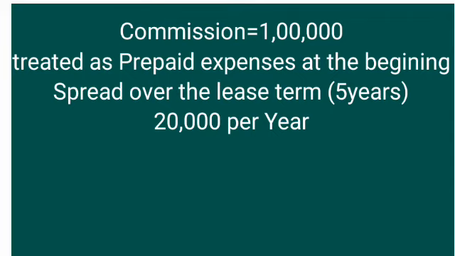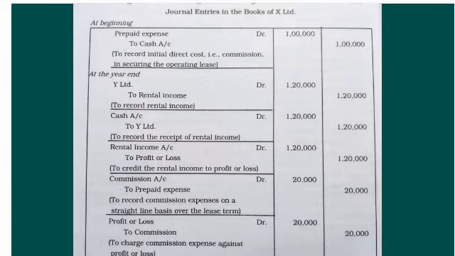Then we discuss how to prepare journal entries in the books of X Limited, who is the lessor. The first journal entry is prepaid expenses account debit to cash. This is the amount paid for commission at the beginning of the lease agreement. Here the full amount of 1 lakh is treated as prepaid expenses.